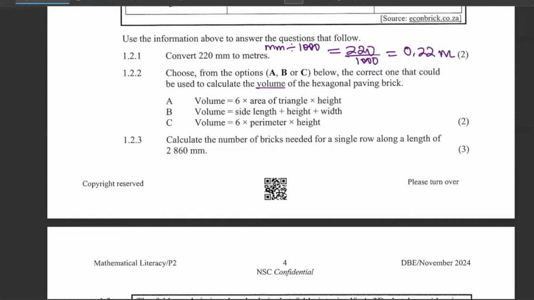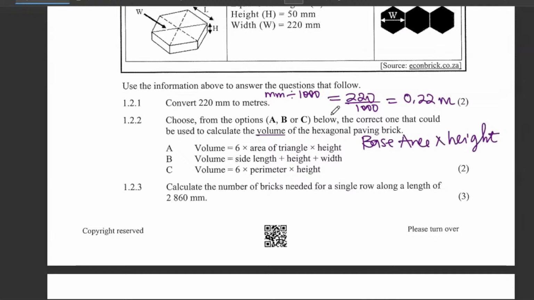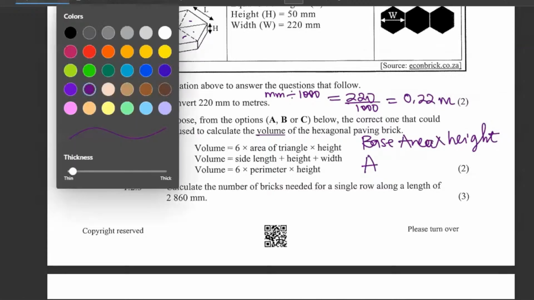Now, in your head, you know very well that the volume equals base area times height. And when you look at this, it is 6 times the area of the triangle. Indeed, the base is made of 6 triangles. So A was the best answer here, using the theory of base area times height. That's how we get volume.